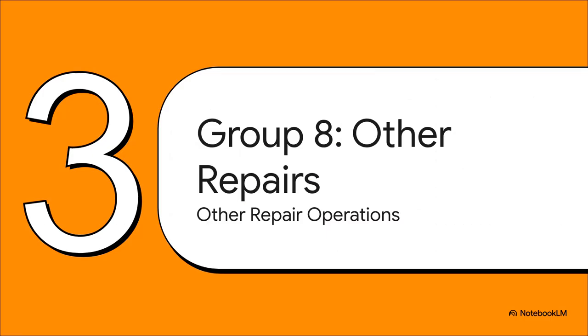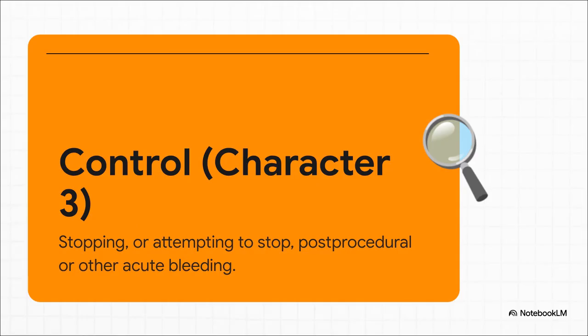Okay, moving into Section 3, Group 8, Other Repair Operations. First up in this group is control, character 3. Control is exclusively for stopping or attempting to stop post-procedural or other acute bleeding. One super important thing to note, the site of the bleeding here is coded to a general anatomical region, not a super granular specific body part.